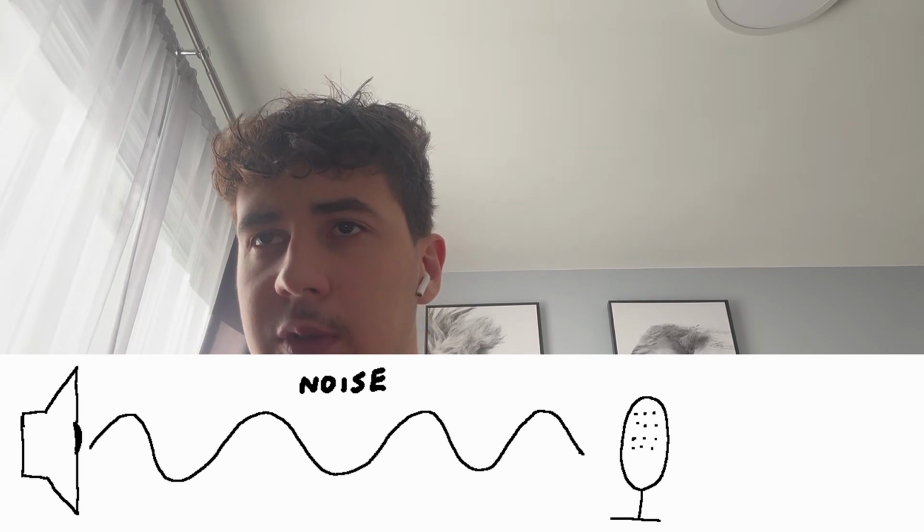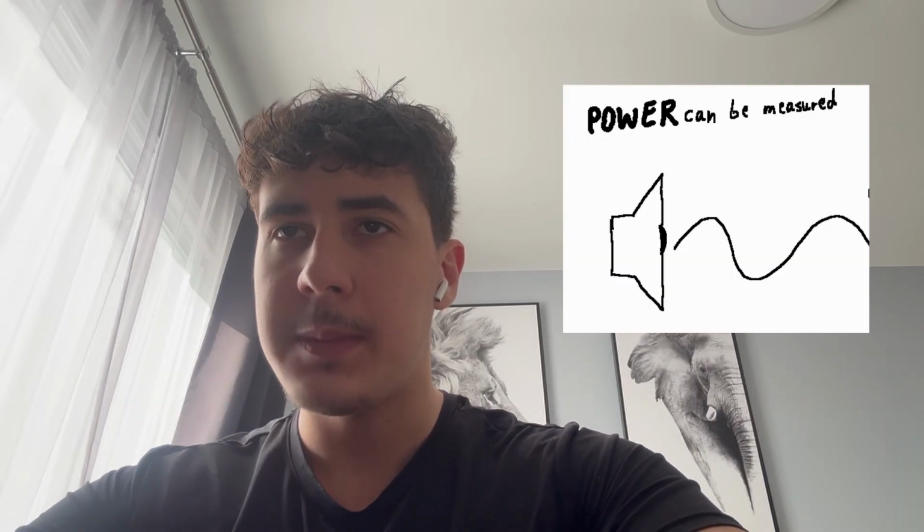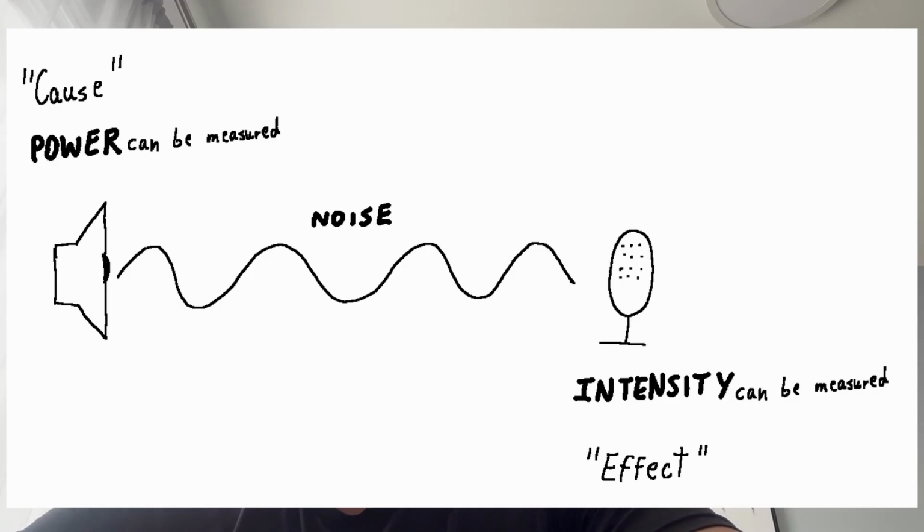Imagine a speaker producing a noise and a microphone interpreting that noise. The noise production requires power. Power is measured from the emitter, while intensity is measured from the receiver. Or to put it even more simply, power is often described as the cause, while intensity is the effect. The relationship between these two concepts is much more complex than its simple cause and effect. But before explaining these subtleties, let's start by understanding what is power.